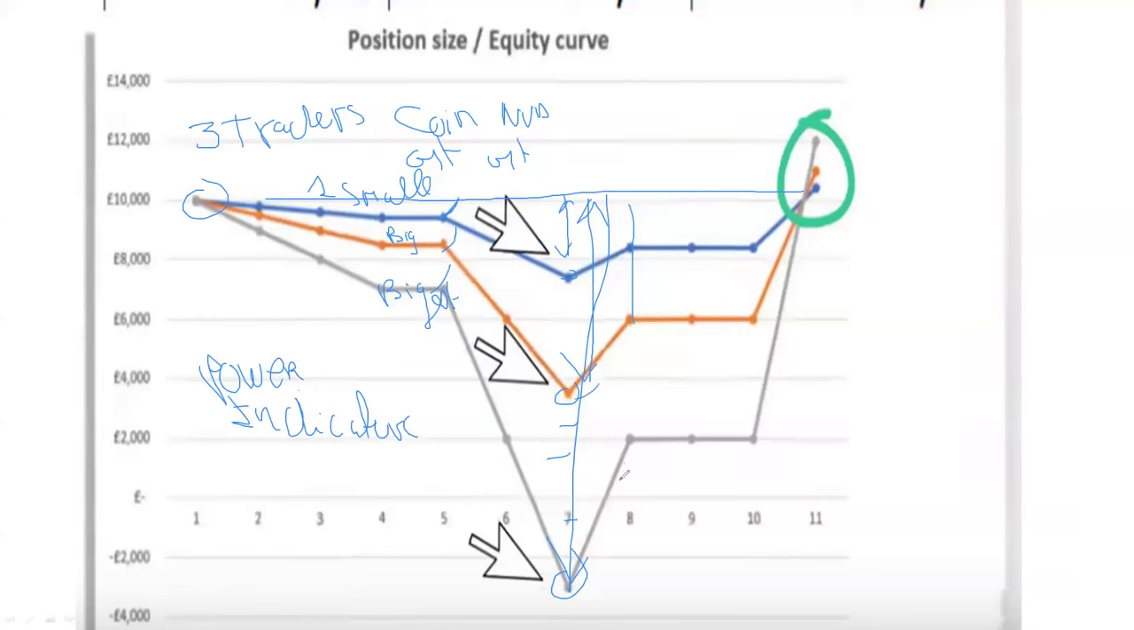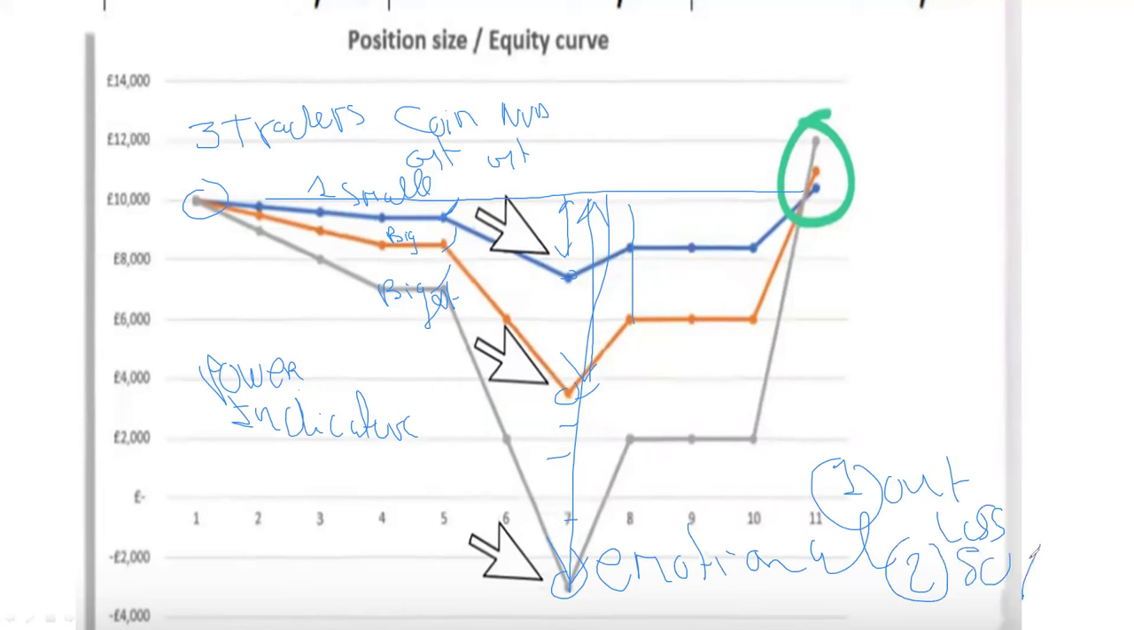Here's what happened. Emotionally here, most likely this trader is going to start cutting. And so one, he gets out of everything and he loses a lot of money. Two, maybe he sells only 50% of his position. No matter what, you are in an emotional state that is not good.